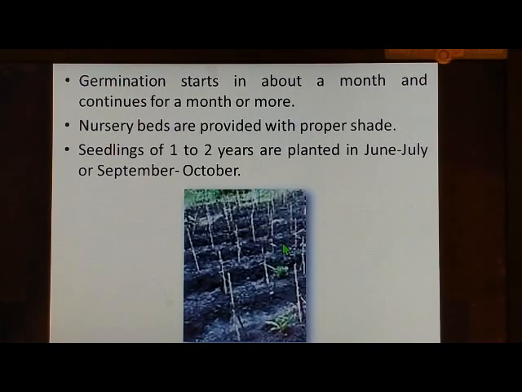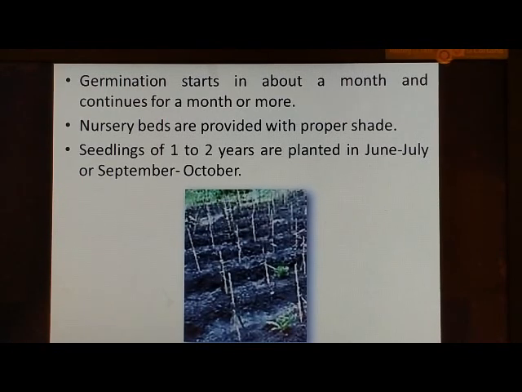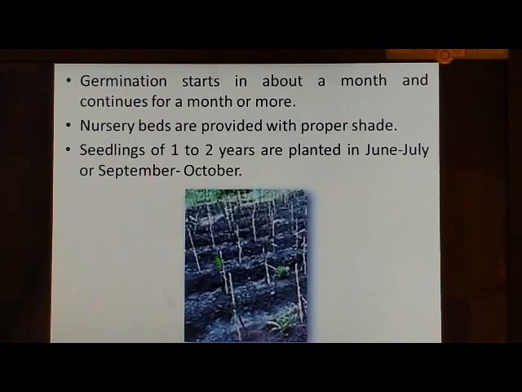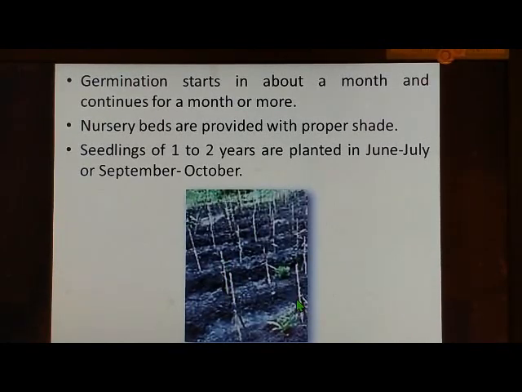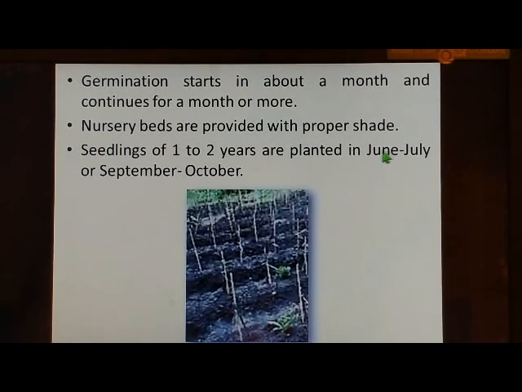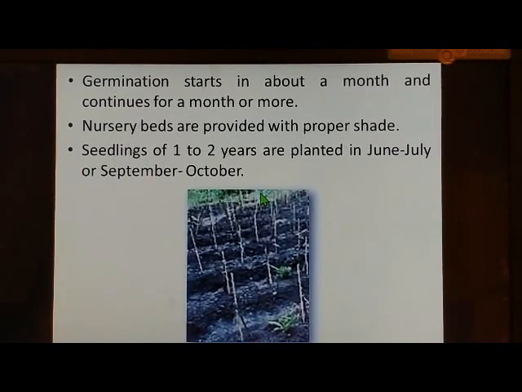And the seedlings are tied with wooden sticks, as you can see in this figure, to enable the plants to remain erect. The seedlings of 1 to 2 years are planted in the month of June to July, or in the month of September, October.